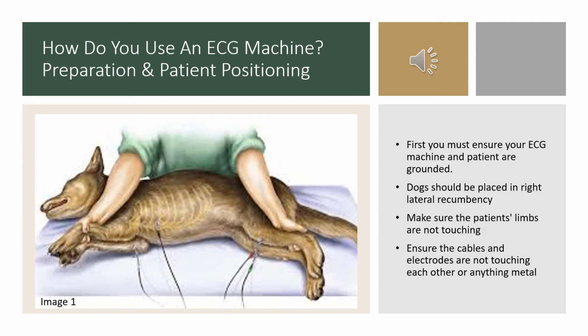Animals should be placed in right lateral recumbency and their limbs should not be touching. Prior to beginning the ECG, ensure all of your cables and electrodes are also not touching each other or touching anything metallic.